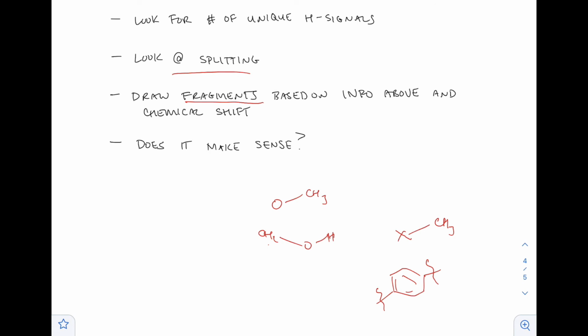And then after you draw your structure, you have a proposed structure, you want to see if it makes sense. So double check all the multiplicity, double check the approximate chemical shifts, and then double check your IR and mass spec if you're given that as well. Other than that, I don't know. Hopefully this helps. Let me know. Okay.